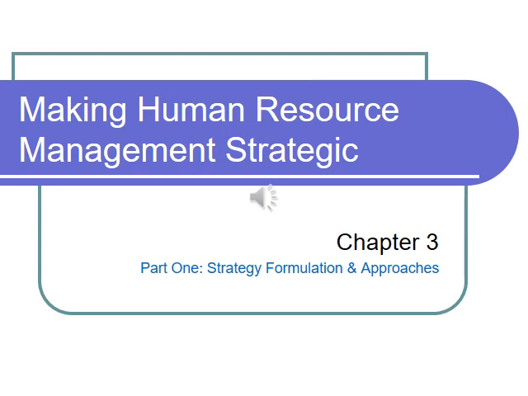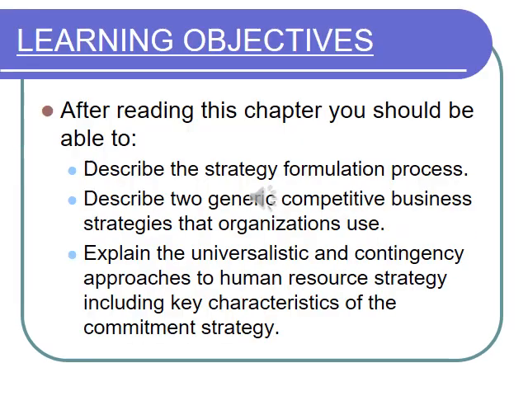Chapter 3 is about how to make human resource management strategic, which means that we need to have some alignment between what we have in terms of HR management strategies with business and competitive strategies. So in the next slide, we will try to focus on the objectives of this chapter.